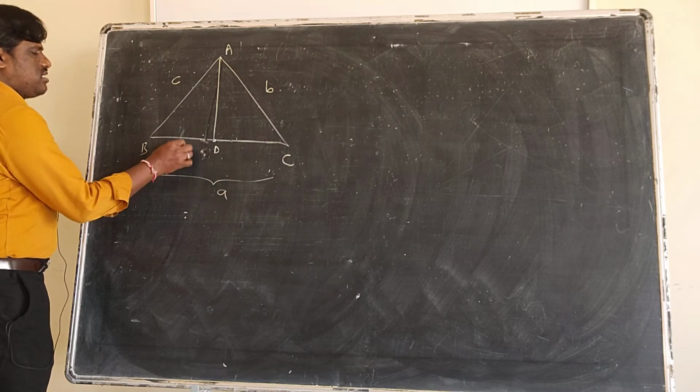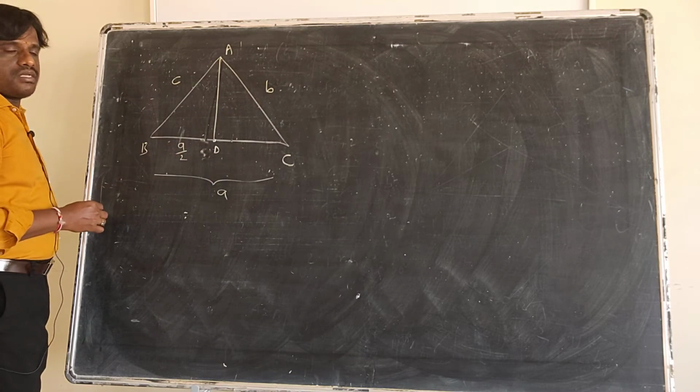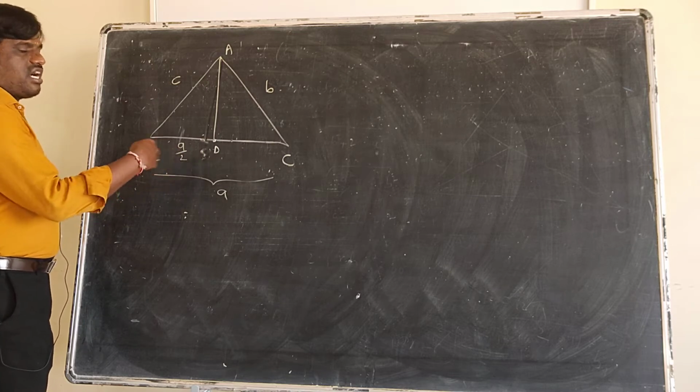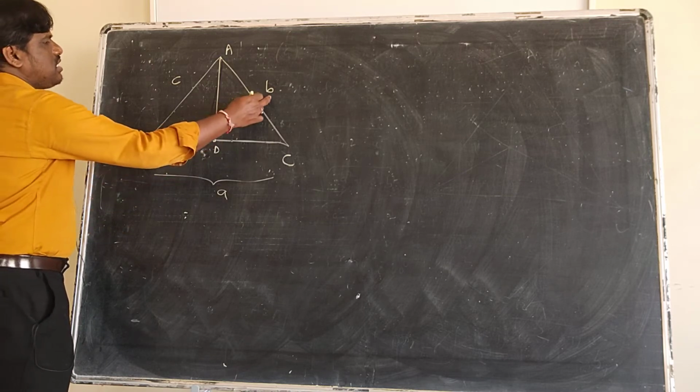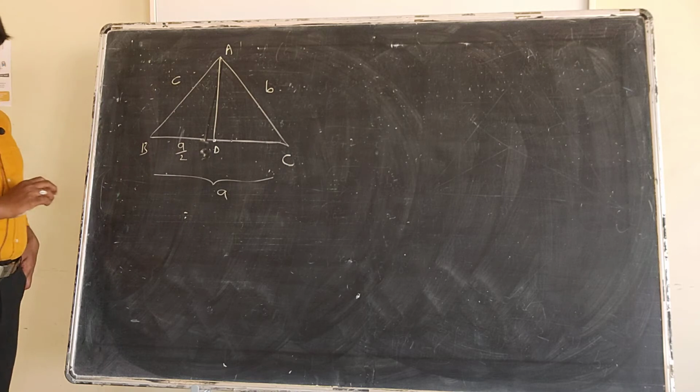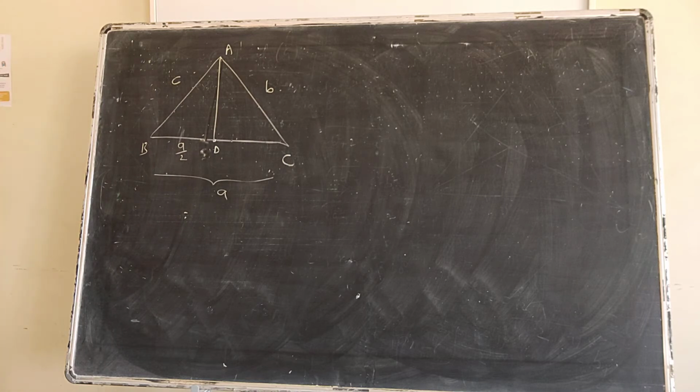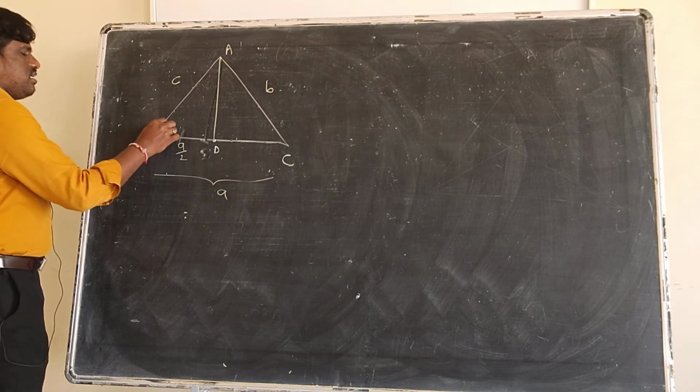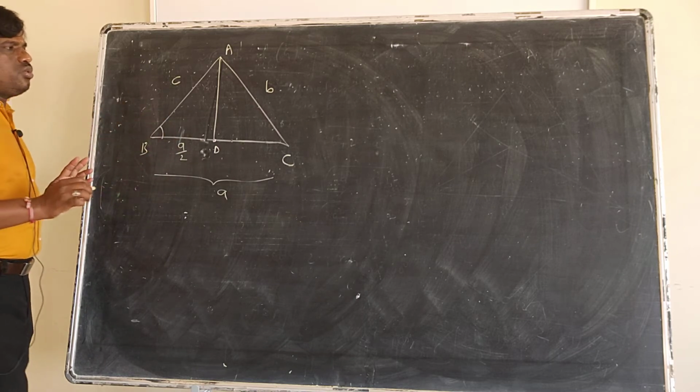Here A is there. This is A by 2 I can write. Okay, this is A by 2 because it is half. This is B, this is C. Right? And what is given here? Nothing else. They have not given anything here. Now let us take this triangle here. This is angle B. Use the cos B rule.